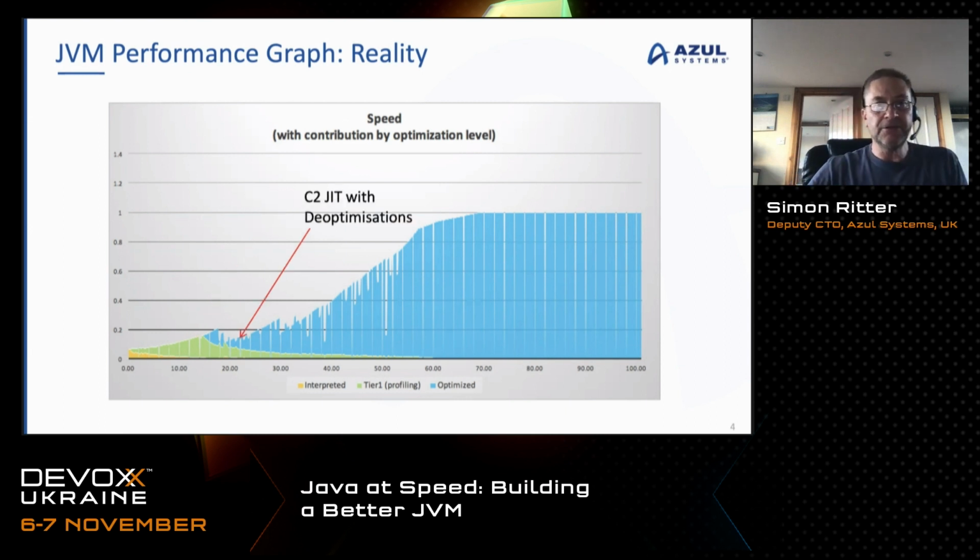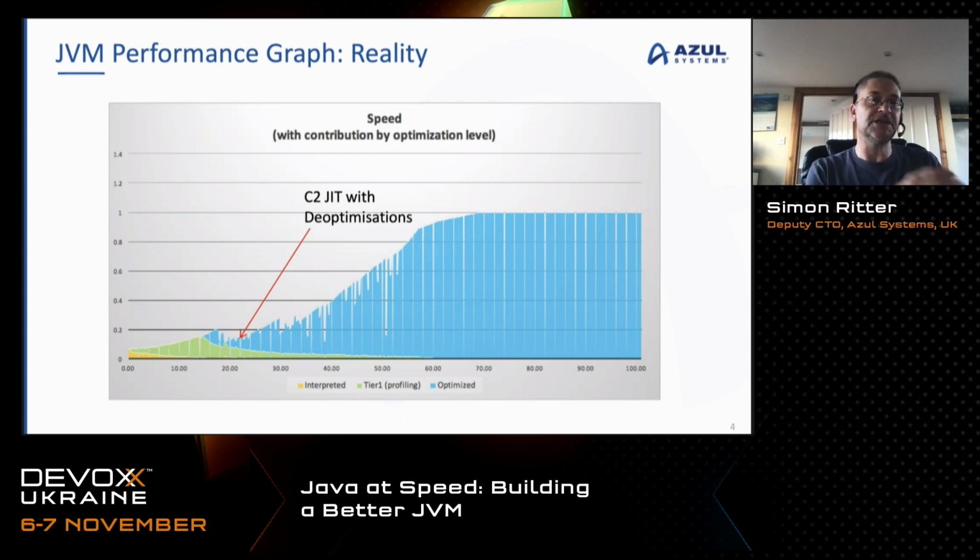When we get to a second threshold where that method has been used even more, the JVM will say, right, now it's time to apply more optimizations to this because it's being used a lot. So it then recompiles that method using a different compiler.